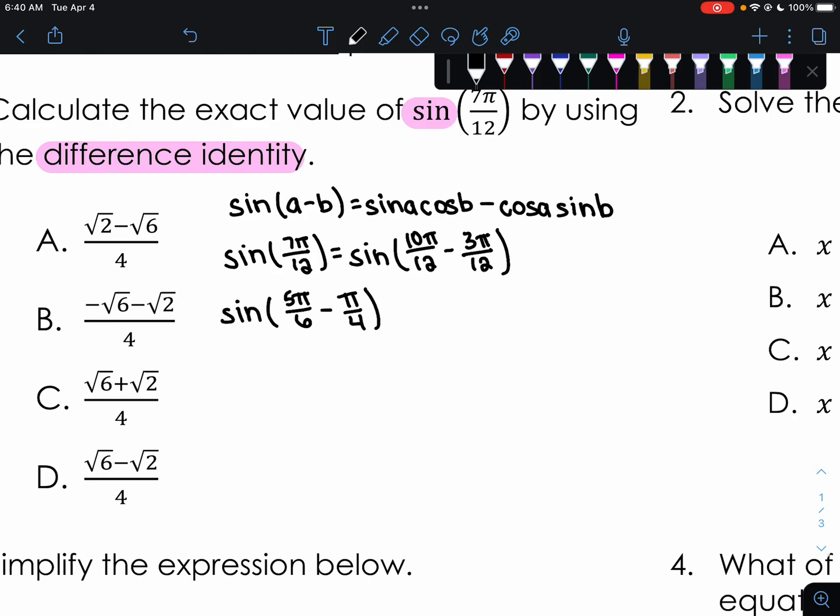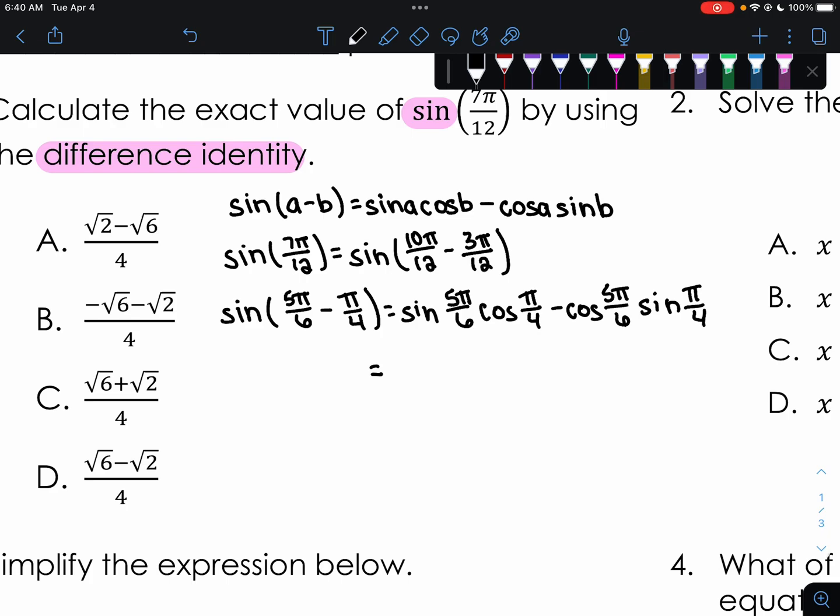So now all I'm going to do is plug them into the formula. So I get sine of 5 pi over 6 times cosine of pi over 4 minus cosine of 5 pi over 6 times sine of pi over 4. So now we're going to evaluate each of these values. So here we go.